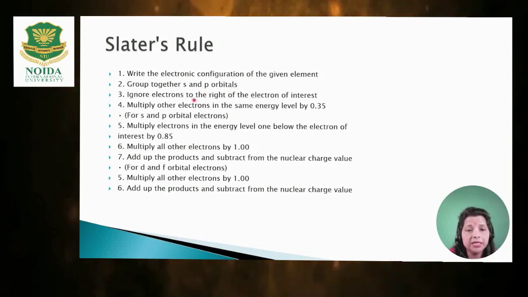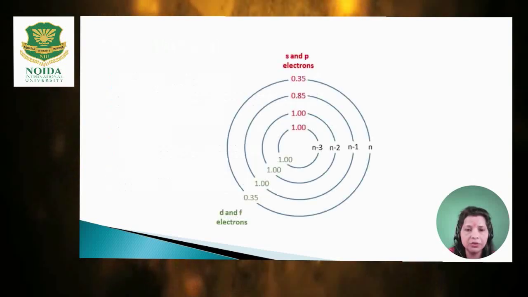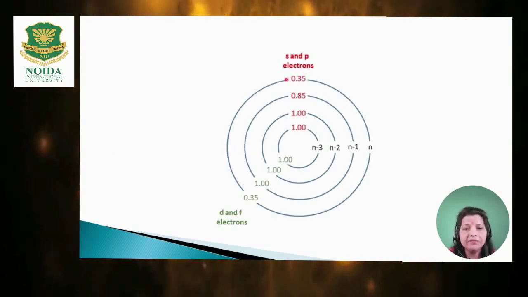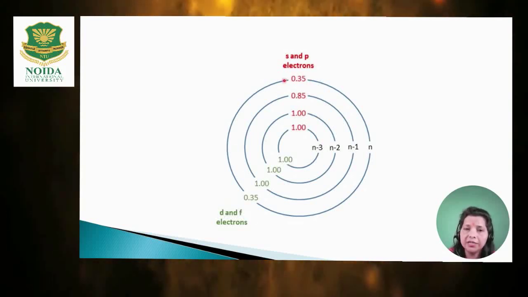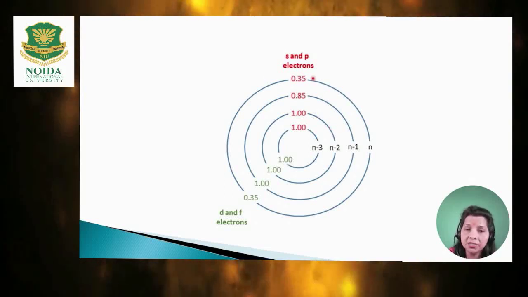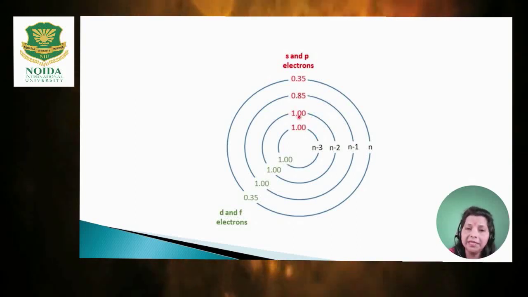If your electron belongs to d or f orbital, we have slightly different calculations. You can look here. If your electron belongs to the s or p orbital, and this is the nth shell, then the total number of electrons in the nth shell minus 1 is multiplied by 0.35, plus the number of electrons in the n-1 shell multiplied by 0.85, then the electrons in n-2 and so on, the total number will be multiplied by 1.0.